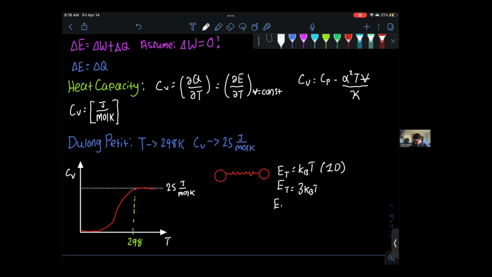So if we know that our total energy is 3 Boltzmann constant times temperature, our potential and our kinetic are split evenly, and they're both 3/2 Boltzmann constant multiplied by our temperature.